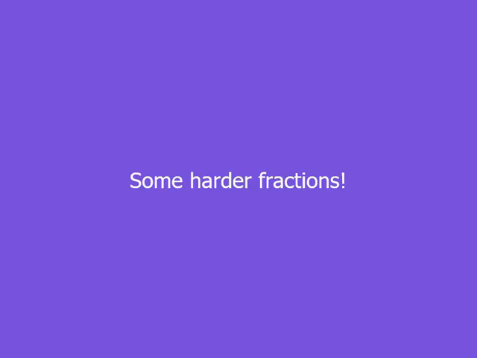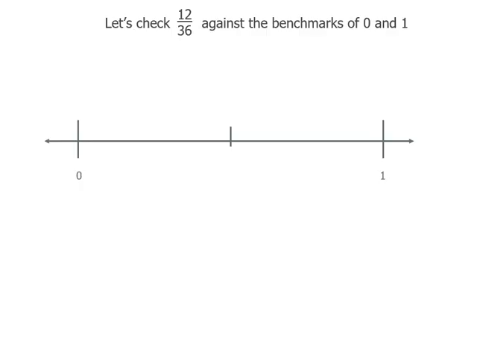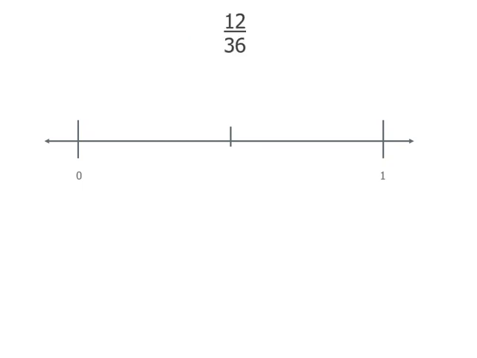Now when we've got some trickier fractions, we can do some things to actually still compare them against benchmarks. So if we want to compare 12/36 against the benchmarks of 0 and 1, you might think, oh my goodness, I have to make 36 equal parts? Well, you don't have to do that, because what we can do is use some estimating.